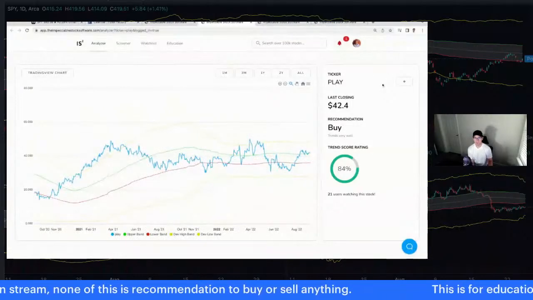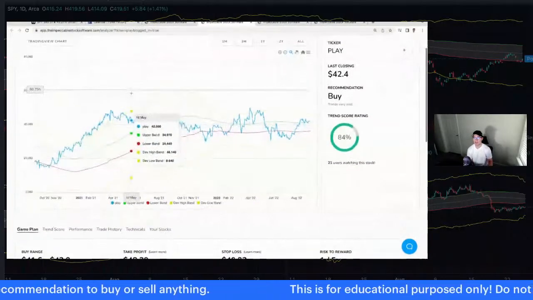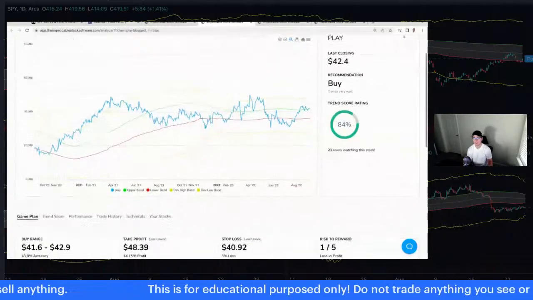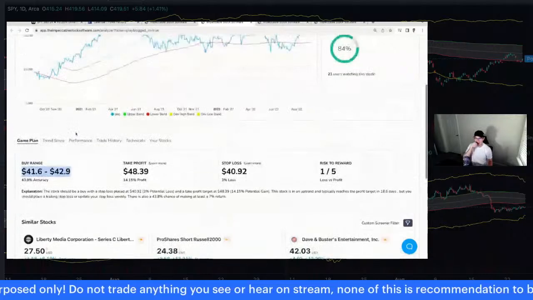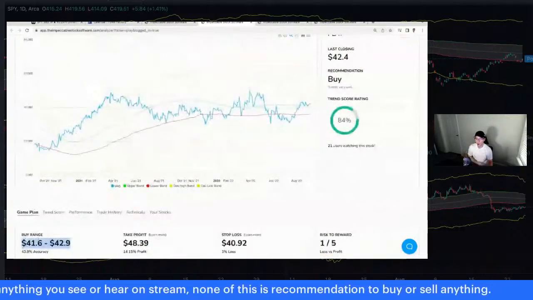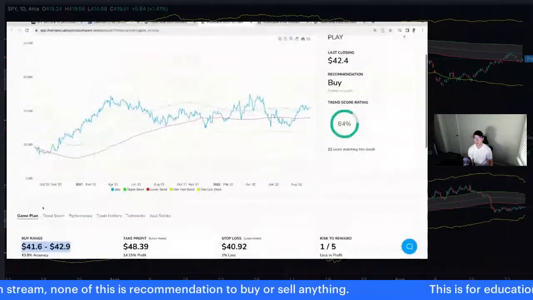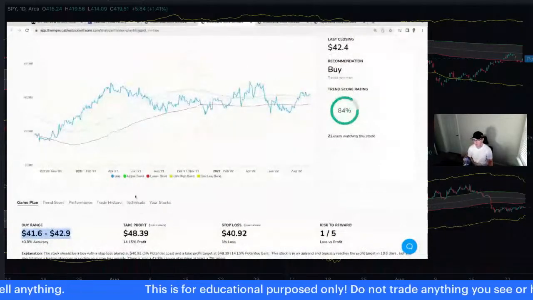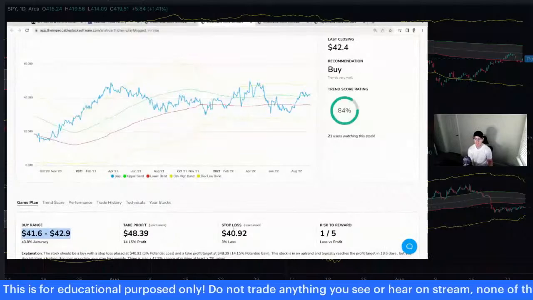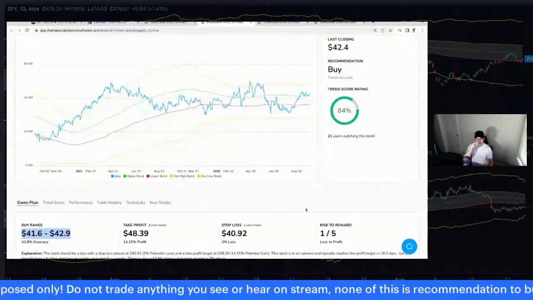Okay, PLAY, which is Dave and Buster's. You can see here that we're trying to trend higher. We have an 84% trend score, which is really good, especially for the current market we're in. Buy range is around right now, or actually a little lower. Actually, I think we're within the buy range right now because it just dipped down this morning. Take profit around 48.39, stop loss around 40.92, with a risk to reward of 1 to 5.